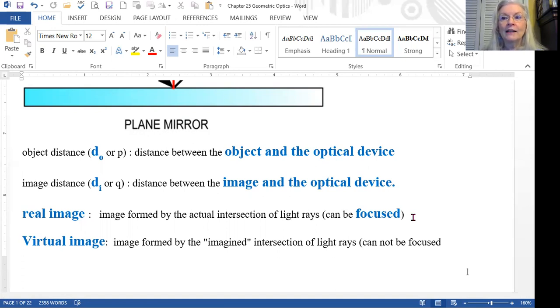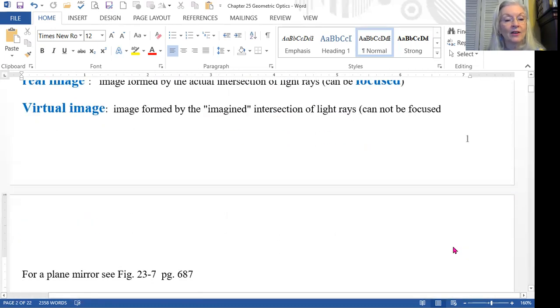Now, your brain can take information that doesn't actually focus on the retina and turn it into an image, because your brain infers what's actually there. And again, that's where these optical illusions come from. So a virtual image is an image that's formed by the imagined intersection of the rays. It is not actually focused on the retina. It is not actually focused on a viewing screen. Your brain makes this stuff up. And again, we'll have some drawings that I hope will make this clear.